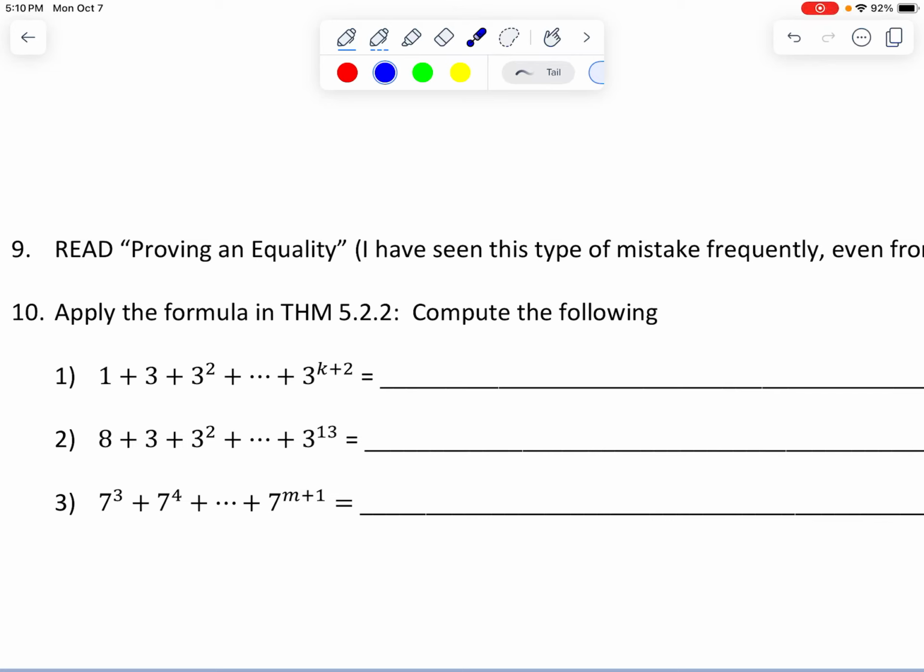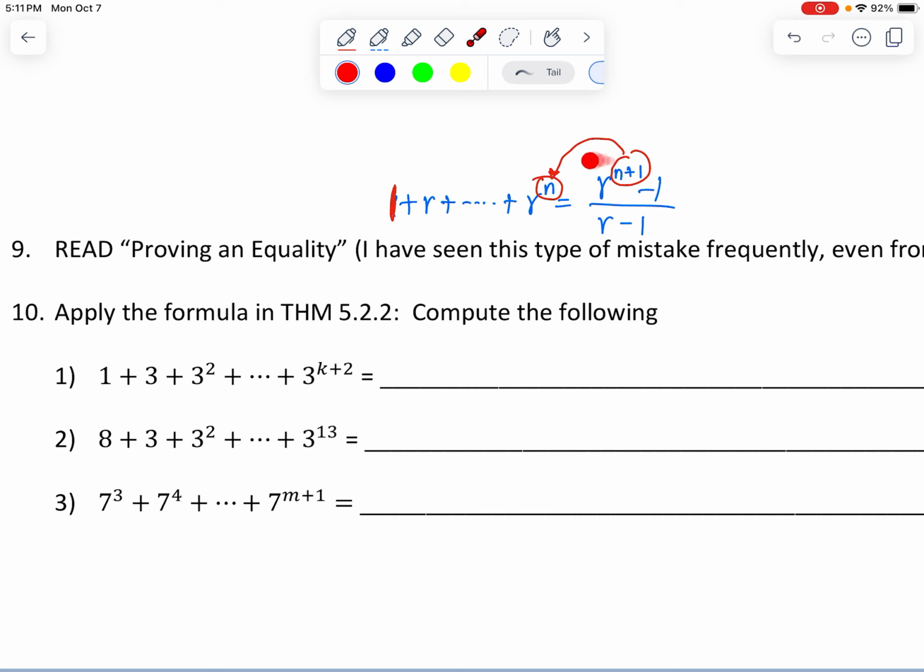All right, so earlier we proved theorem 5.2.2, okay? So 5.2.2 is 1 plus r plus r squared, up to r to the n, equals r to the n plus 1 minus 1 over r minus 1. Let's actually apply that, okay? By the way, the way I read this formula is, it starts with 1, and this power is 1 more than the highest power that you see.